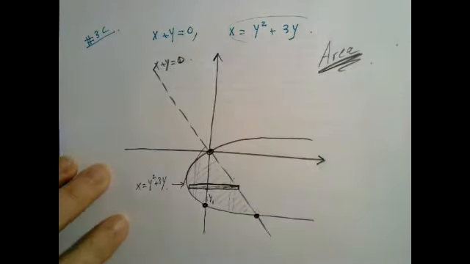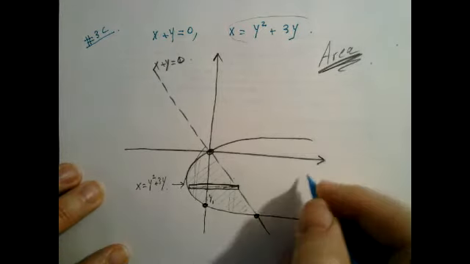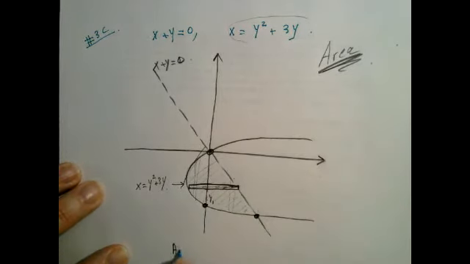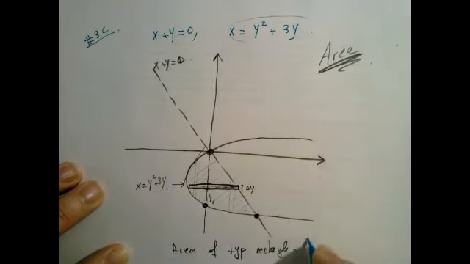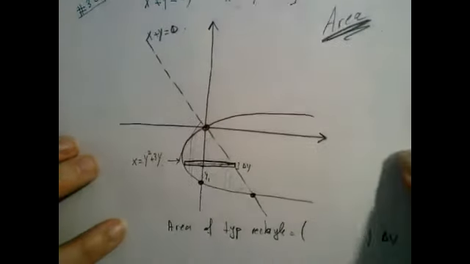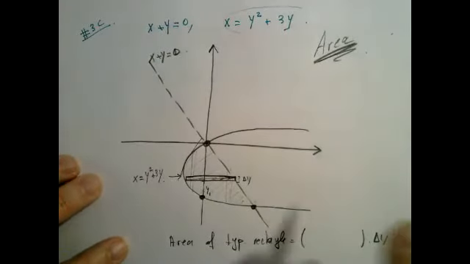Okay. So to find the area of a typical rectangle, this is my little delta y. It's the length times the width. The width is the delta y, and the length. Now I give you a minute to tell me what's the length of this rectangle.